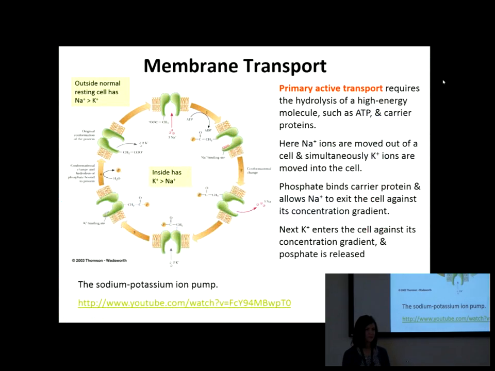Really cool. Isn't that cool how that works? I just think that, again, it's not quite as cool as ATP synthase. That's really complex, and that is probably the coolest thing you'll ever see. But this is getting close to that.